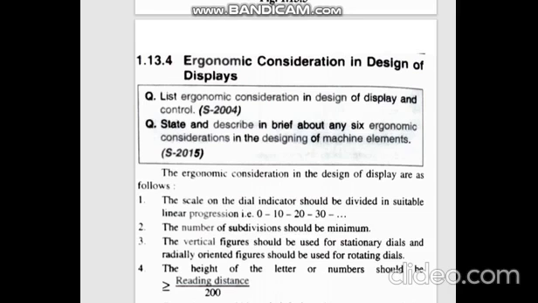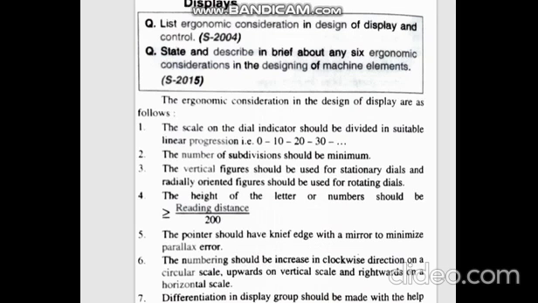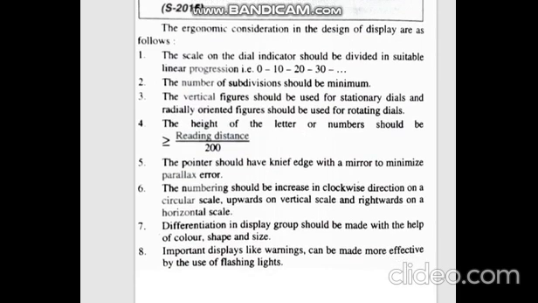Another day's lecture on ergonomic considerations that we use in design of machine elements. So continuing where we left yesterday, the displays, if they are having a pointer, they should have knife edge with a mirror to minimize the parallax error. You know parallax error.